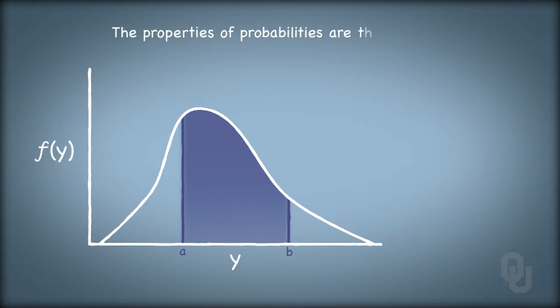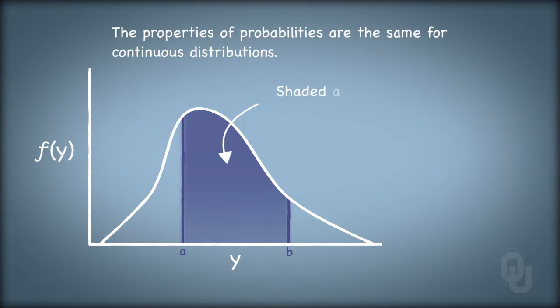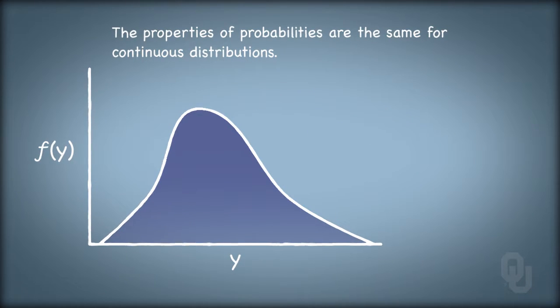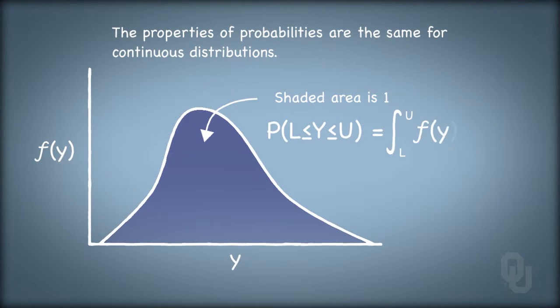The same properties of probability hold for continuous distributions. The area under the curve f of y between points a and b must be between 0 and 1, inclusive of 0 and 1. That is, the probability that y lies between a and b must be between 0 and 1. And the probabilities of all mutually exclusive intervals of y must sum to 1. That is, the integral of f of y evaluated from the distribution's lower bound to its upper bound must be 1.